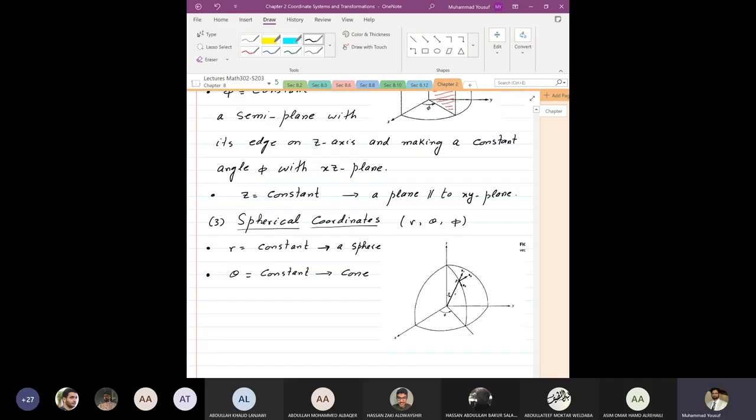Okay. And number 3 is phi. Phi equal to constant is a semi-infinite plane. Take any value of phi and make the other variables r and theta vary. Theta goes from the positive z-axis to the negative z-axis. So this is why we are saying it is a semi-infinite plane.